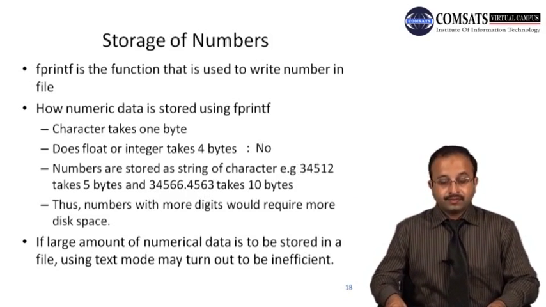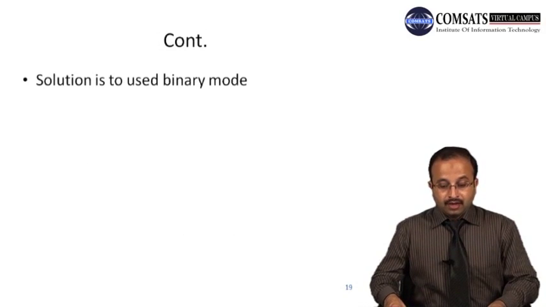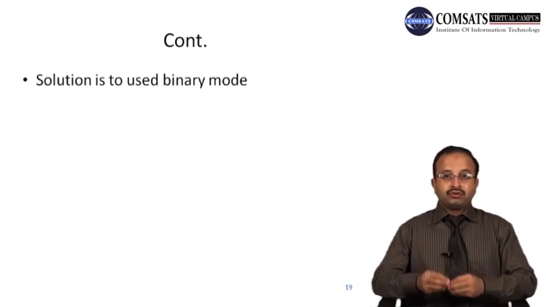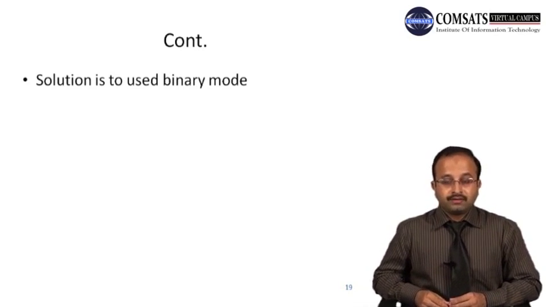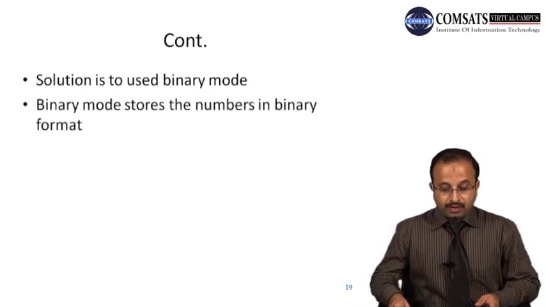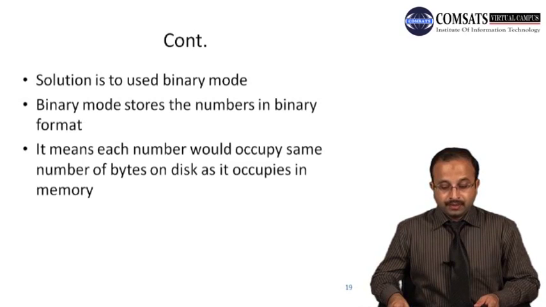So that is the third difference, how the number can be stored in the text file. Now let's see how the number can be stored in a binary file. To avoid storing the number as a character in a file, the solution is to use a binary file. Binary mode stores the number in binary format. It means each number would occupy the same number of bytes on disk as it occupies in memory.